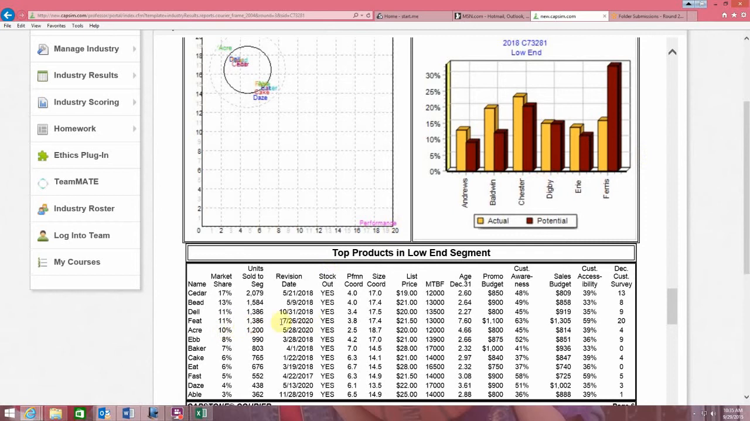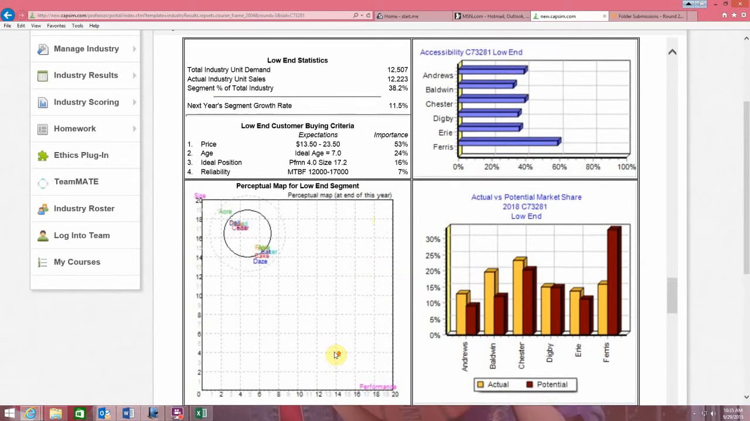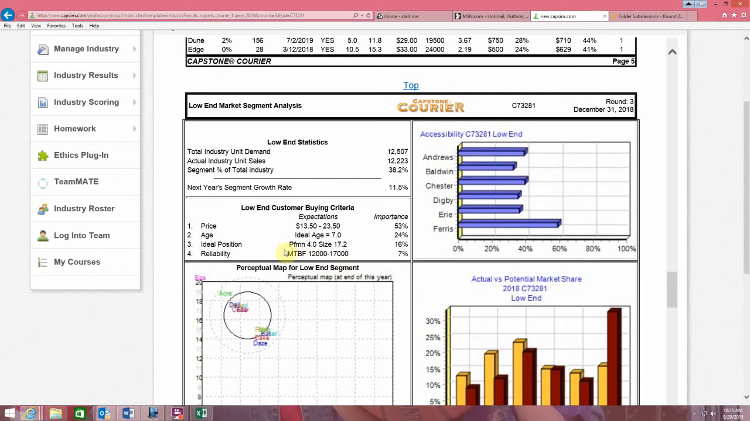What's that mean? Well, Ferris sold out. They just didn't make enough. They could have made twice as many. Your question on the assignment might be, why did Ferris have such great potential? Just look these things over. When I ask you why a team has potential in a certain segment, think customer buying criteria.